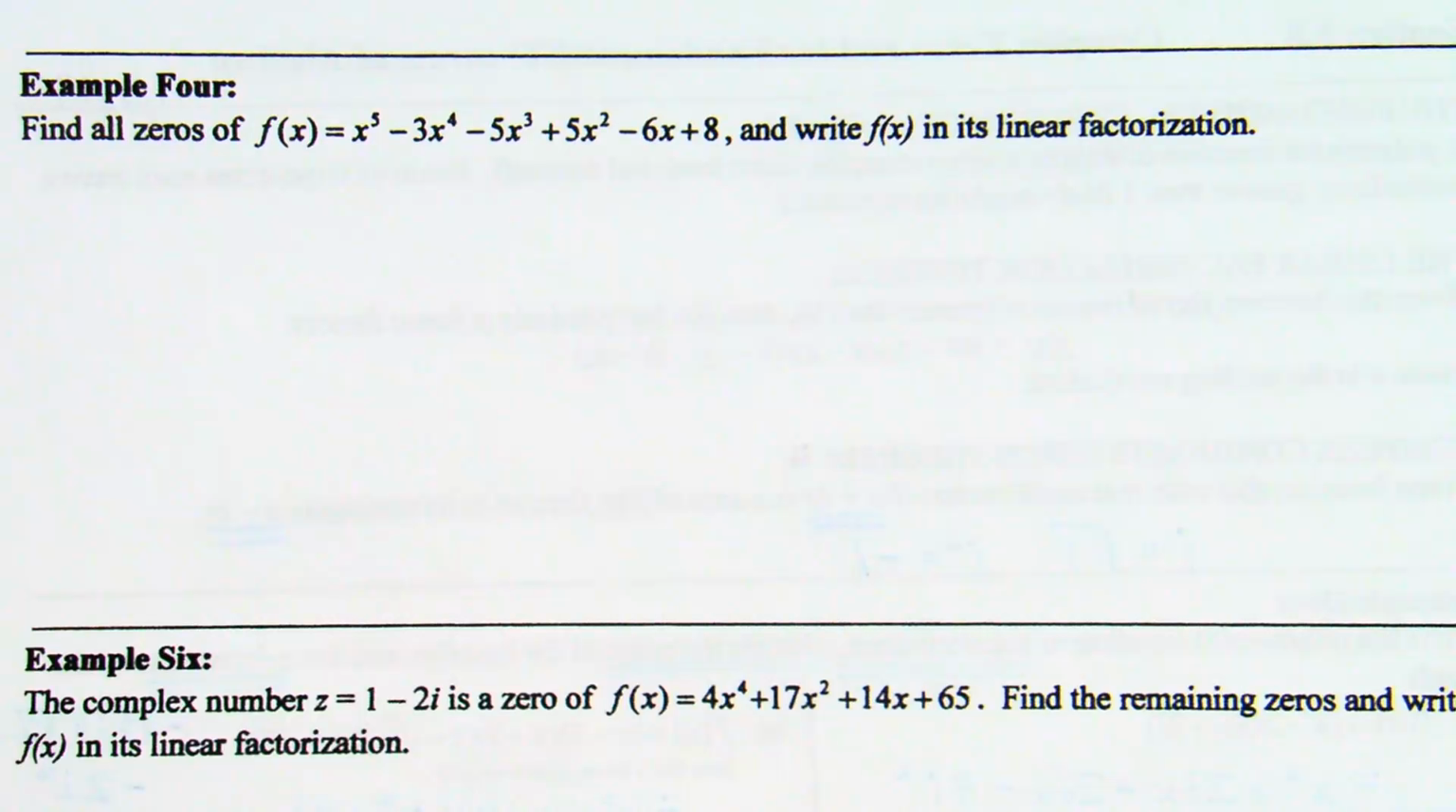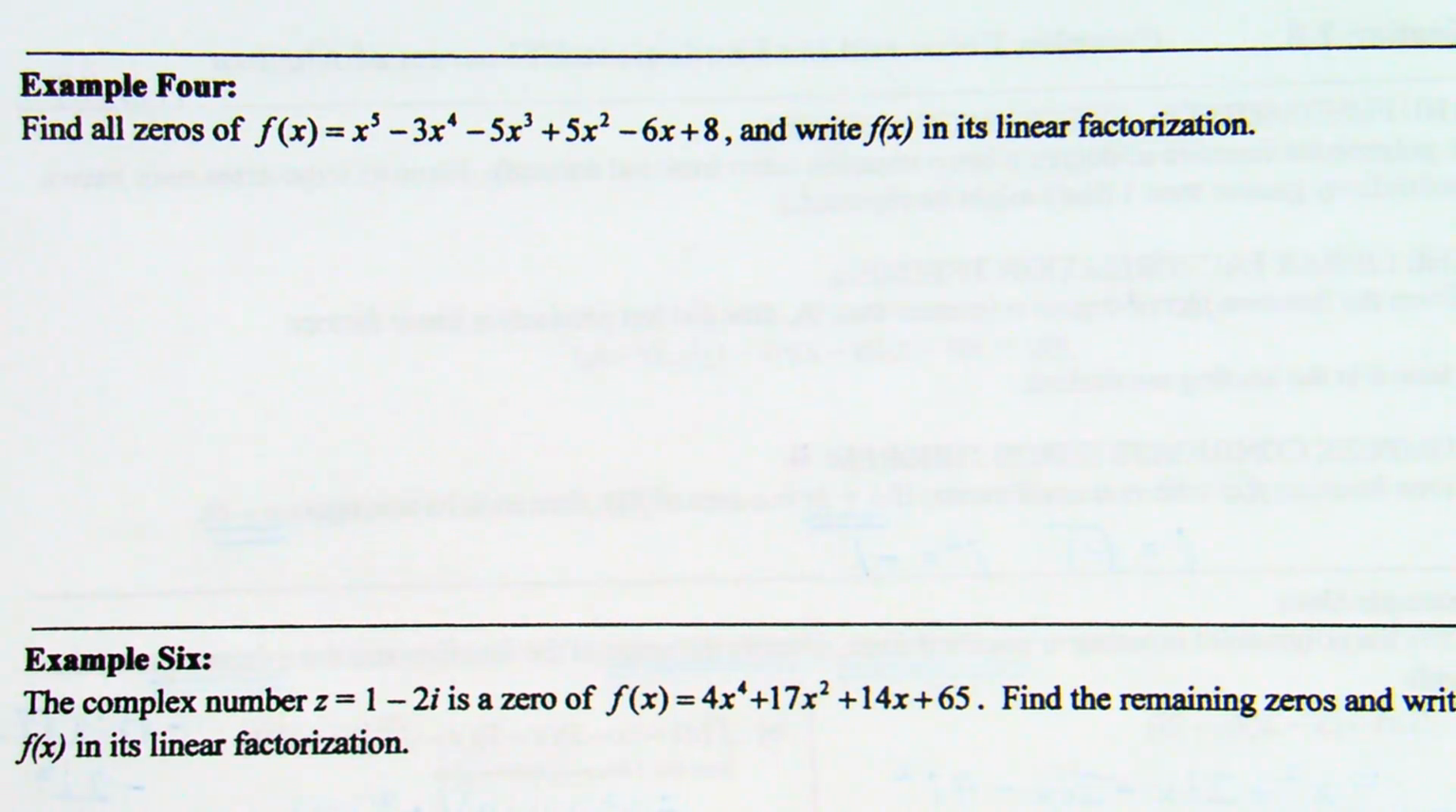Different thing here. We are being asked to go the opposite direction. On the front side, we were given some zeros, we changed them to factors, and then we had to go to standard form. Here, we're given standard form, and we're being asked to find all of our zeros. Example 4 says find all zeros of this given function and write f of x in its linear factorization.